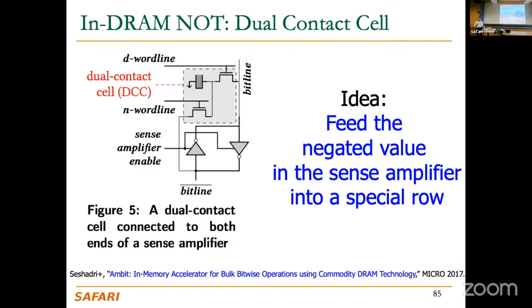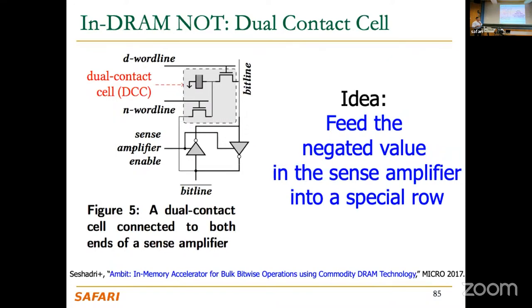For us to be computationally complete, so we can do any Boolean operation, we are missing NOT. Once you have NOT, you can do any operation, because we have AND and OR. If you have NOT, AND is NAND, and NAND is logically complete, right? So you can do anything. So how can we do NOT? For NOT, it's not actually based on this charge sharing; that is actually a trick.